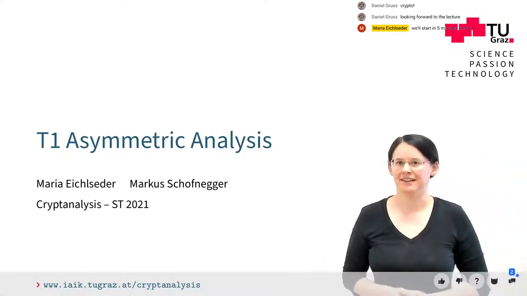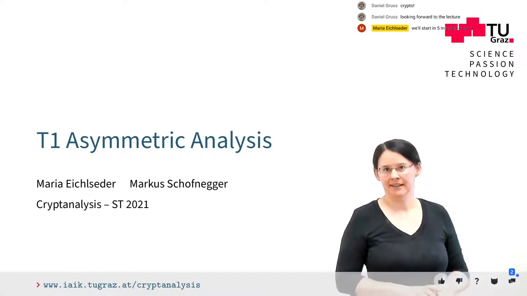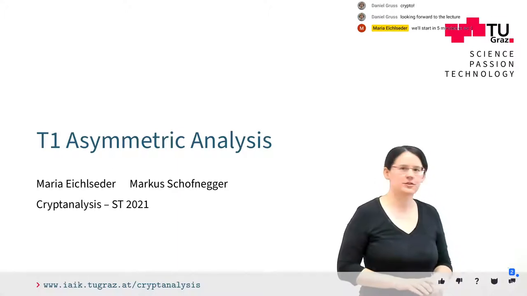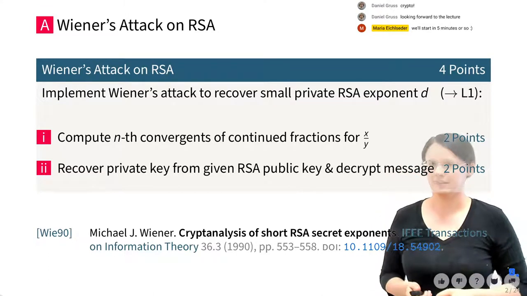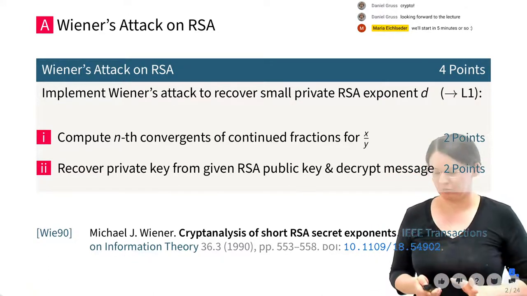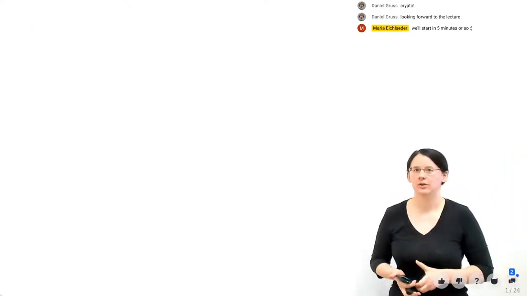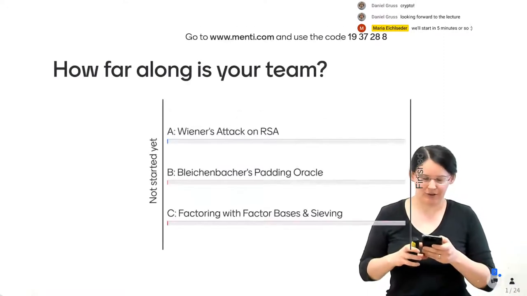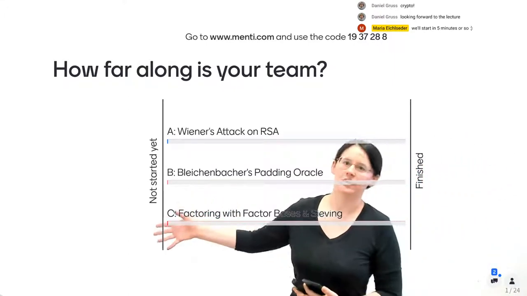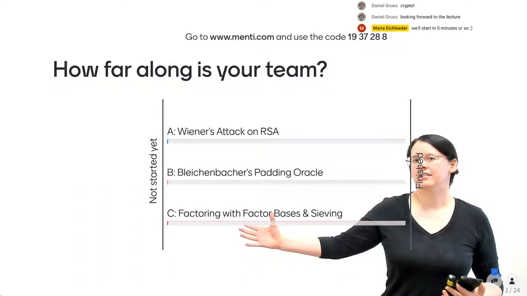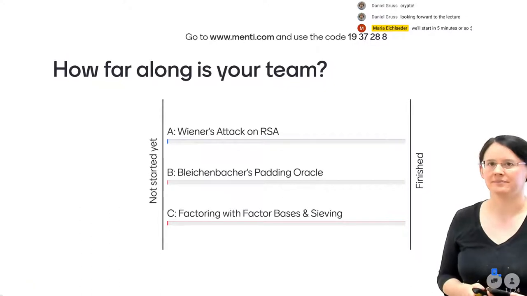And get back to the exercises. So welcome to this part now for those who have questions for the exercises. So the first question was, I think, already for the first task here, namely Wiener's attack on RSA. But before I look at the detail, I would like to get a bit of a better understanding about how much you have already solved of this task. So what I'd be wondering about is, how far along is your team for each of these tasks? Have you not even started yet? Are you some parts done but some parts unsolved? Or are you completely done with this task already?